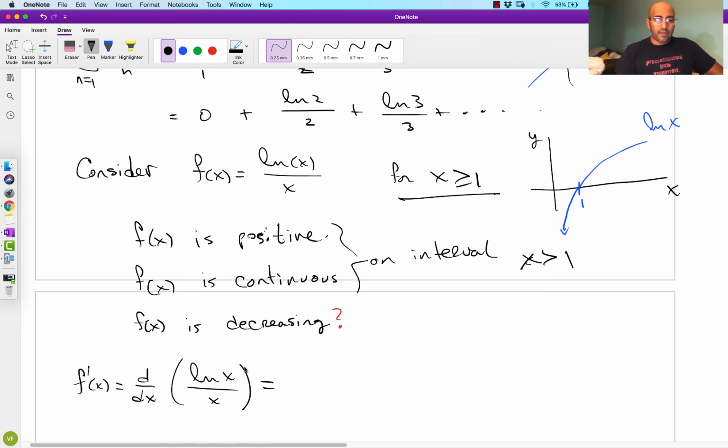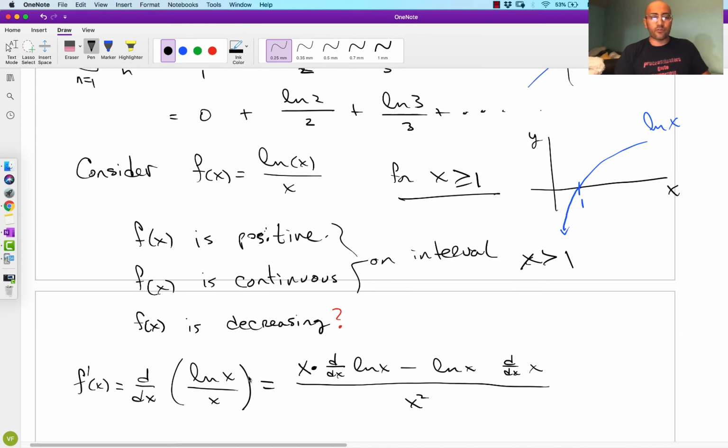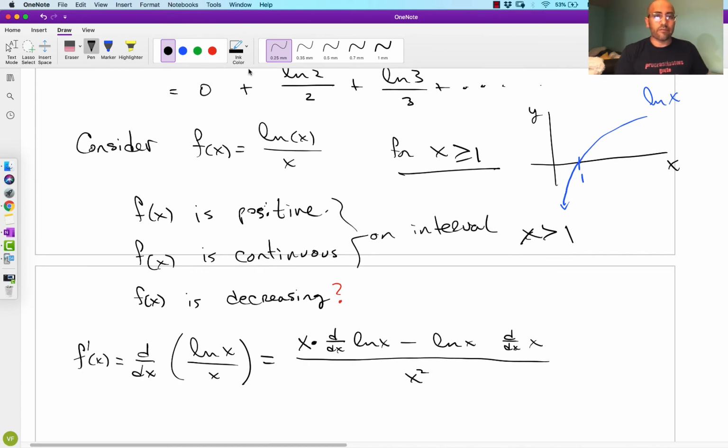Okay, well, that can be a quotient rule: low d high minus high d low over the denominator squared we go. Sorry for my singing. The derivative of ln x is just going to be equal to 1 over x. Right, we know that simple derivative. And the derivative of x is just going to be 1.